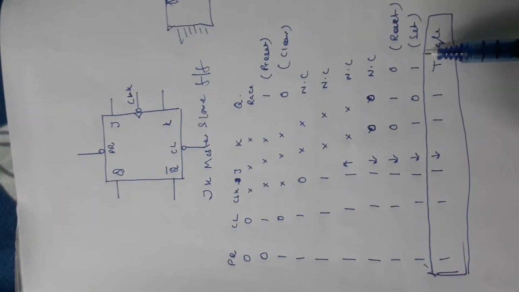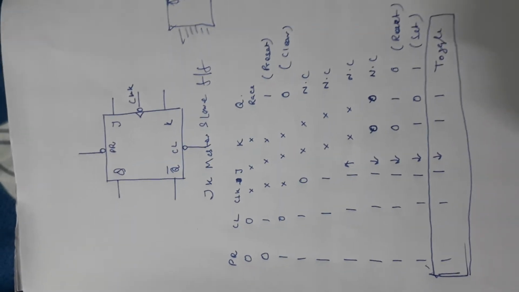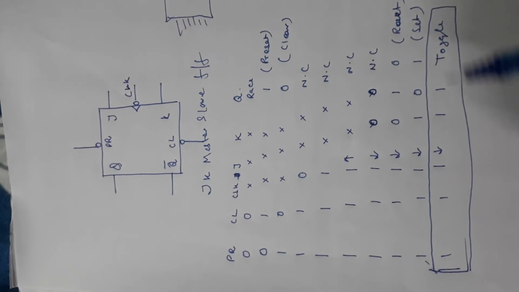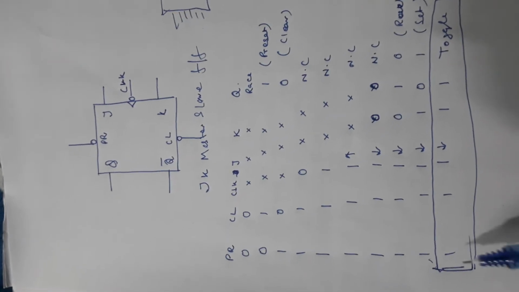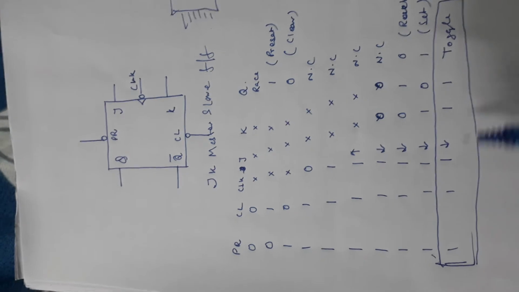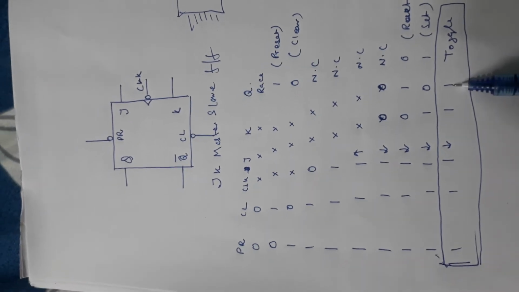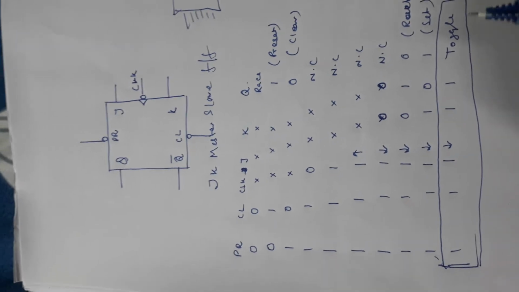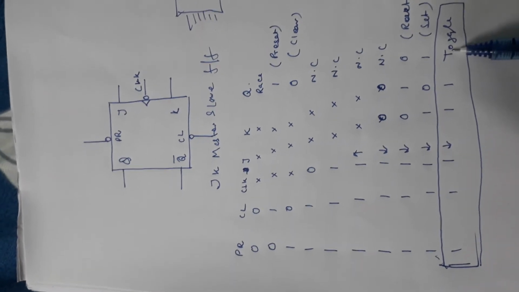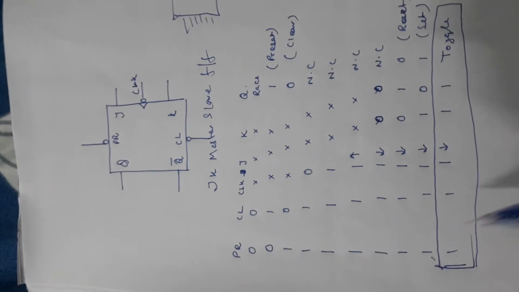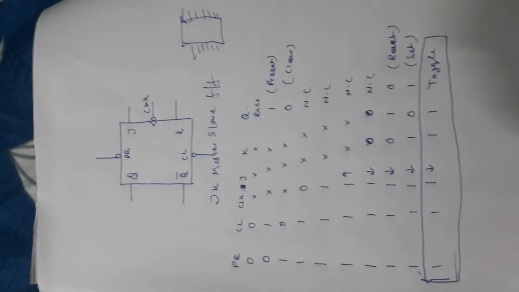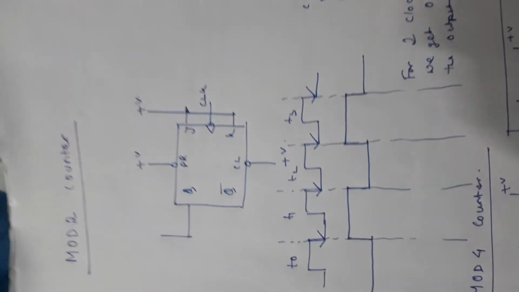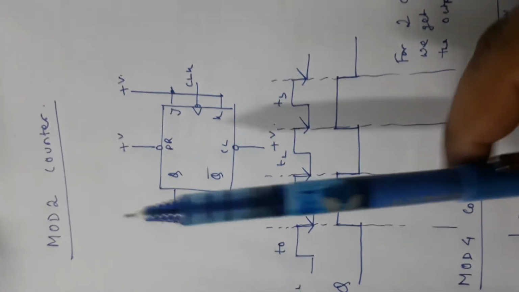Toggle means change. If the output was low, then it has to be high. If the output was high, it has to be low. So if we can keep preset 1, clear 1, J1, K1, then in the negative edge of the clock, the output is going to toggle. So this phenomenon is used in designing counter, right? So we are proceeding towards the next chapter, which is the counter.